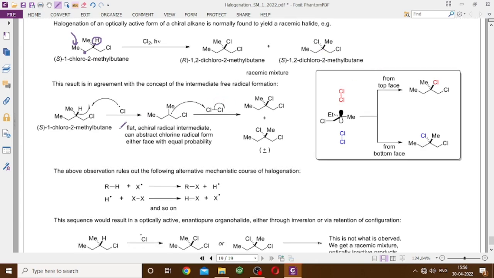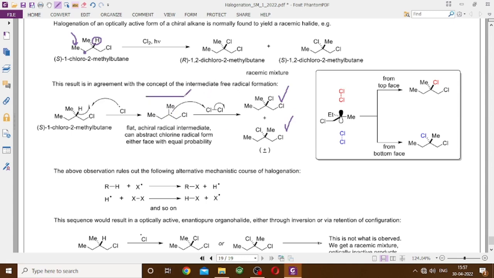How can I explain this? The radical intermediate that is being formed in the reaction mixture, therefore propagation step 1 will abstract this hydrogen. So the radical intermediate will form and it will abstract the chlorine. That has to be achiral. And this is planar and achiral, and therefore it abstracts this chlorine either from the front face giving rise to this molecule, or from the back face giving rise to this molecule.